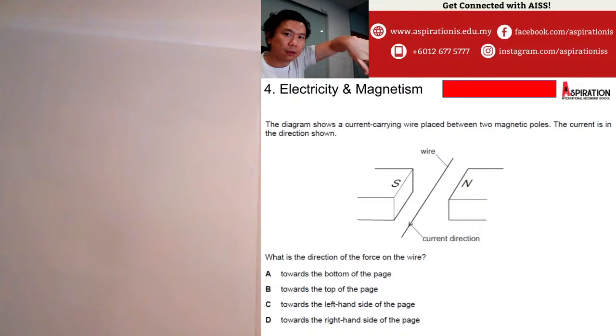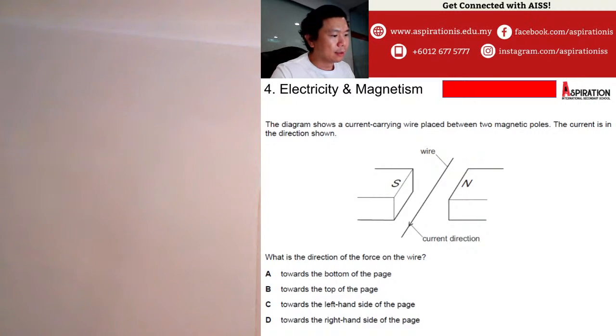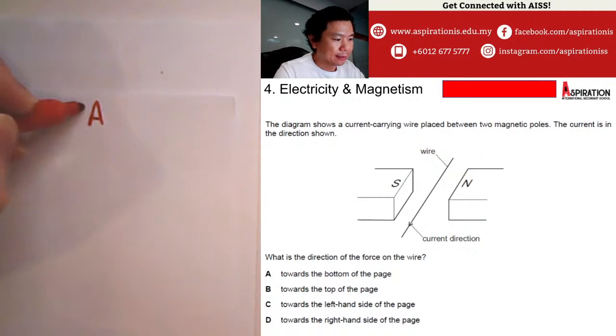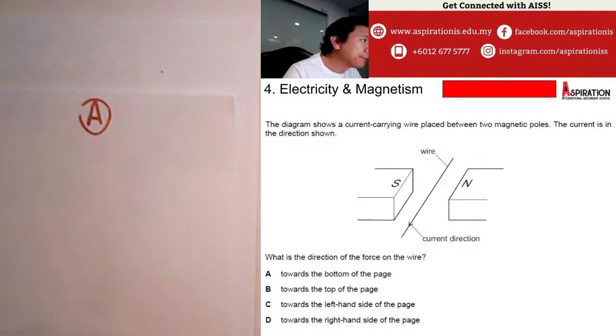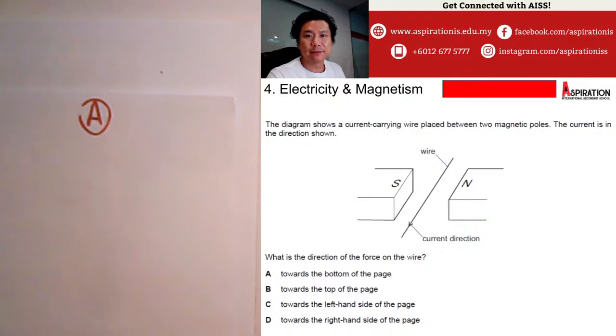So it will look like this. And then your thumb will be pointing down. So the answer for this question is A. Did you all get that? Do you all know how to use your left hand?